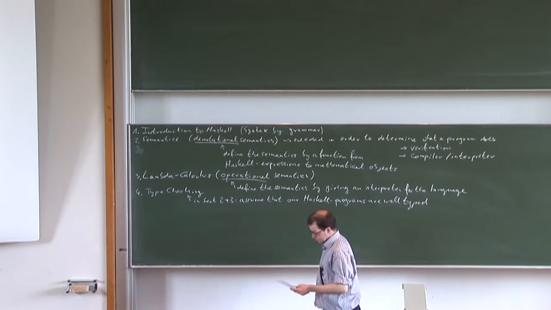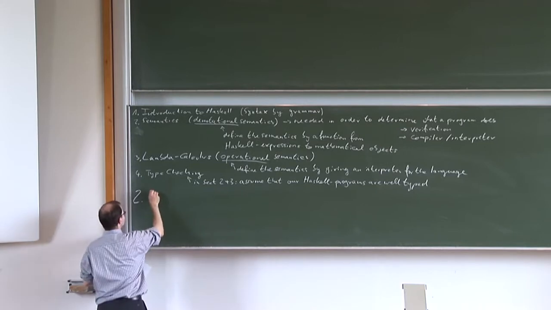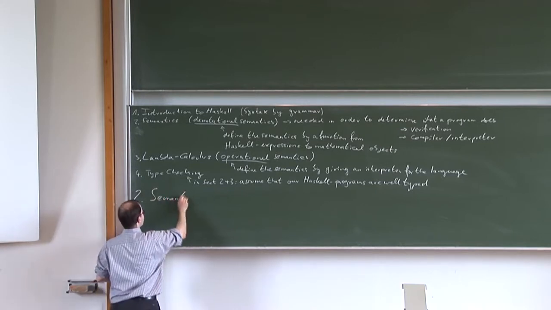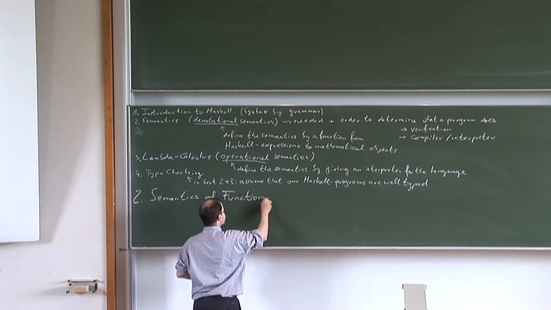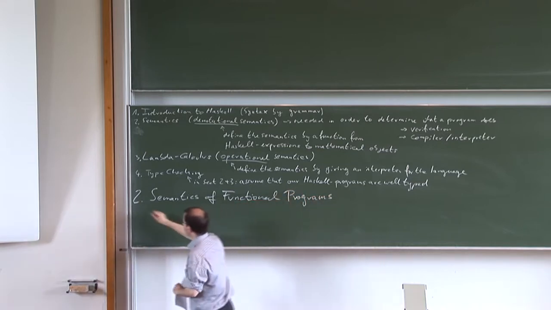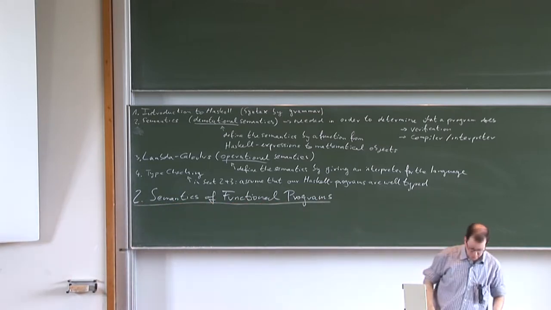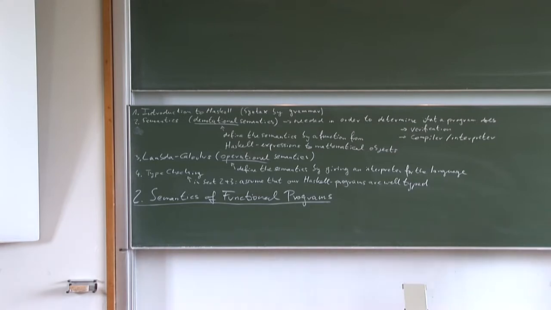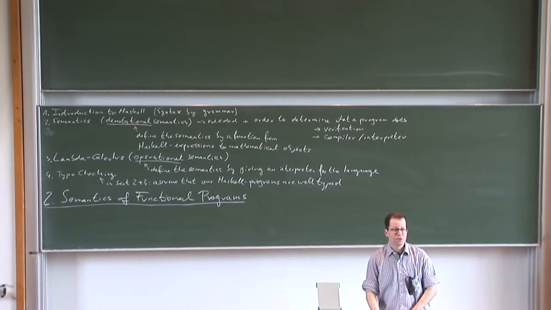Okay, so let's start with the semantics. So this is chapter 2, the semantics of functional programs. Okay, and as I said, semantics, we want to define a denotational semantics, which gives us a mapping from Haskell expressions to mathematical objects. And the question is, what mathematical objects do we use?